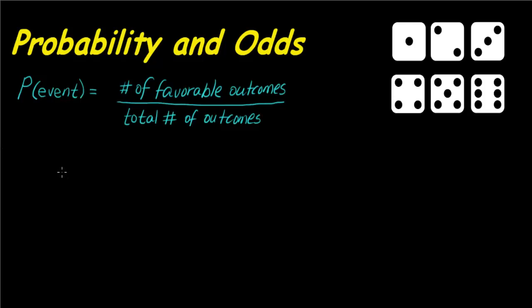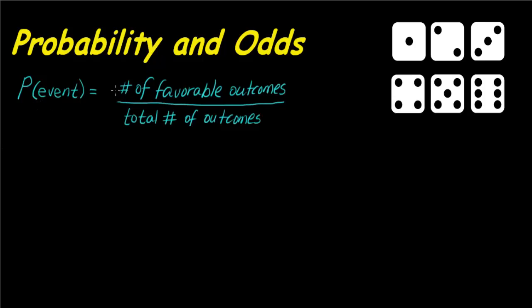Hello everyone. Today we're going to talk about probability and odds. Probability is simply defined as the likelihood of an event occurring. That's what it means. How likely is it that this event will occur? So let's do an example.